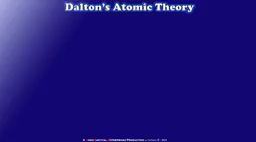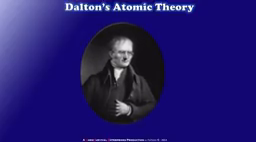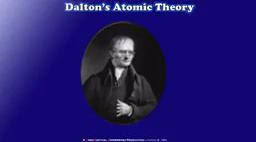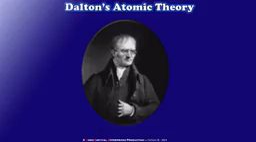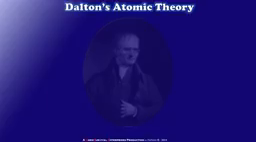I'm going to talk to you about Dalton's atomic theory. Dalton's atomic theory was devised by an English chemist by the name of John Dalton. He was working at the very beginning of the 19th century, and he's actually most famous for his law of partial pressures of gases, but he's also, or at least should be, equally famous for being the first scientist to truly use data to support the existence of atoms. Let me show you how he did that.